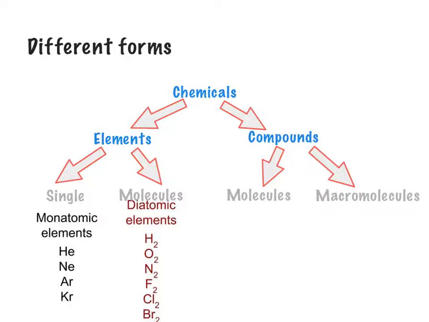So for example, oxygen gas is actually O2 here. It doesn't exist as O. It does exist as O2. The same as hydrogen always exists as H2, nitrogen in the air is N2, fluorine F2, chlorine Cl2, bromine Br2, and of course their relative iodine as I2.